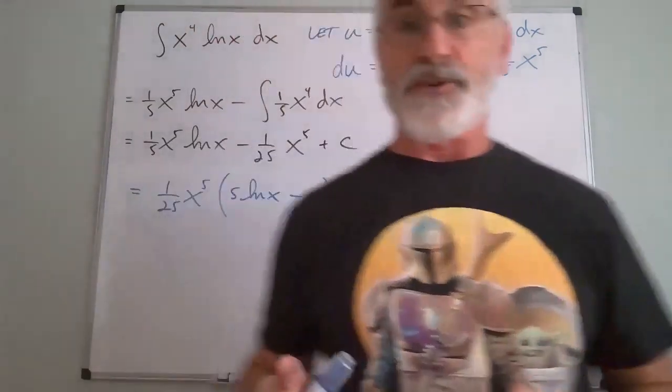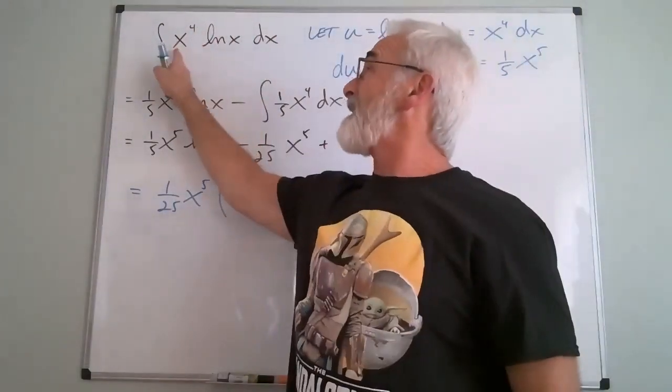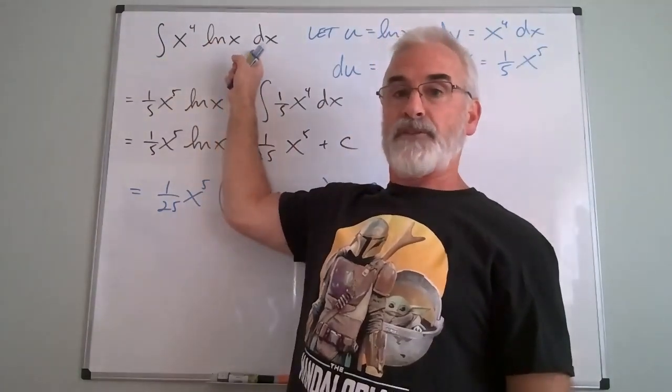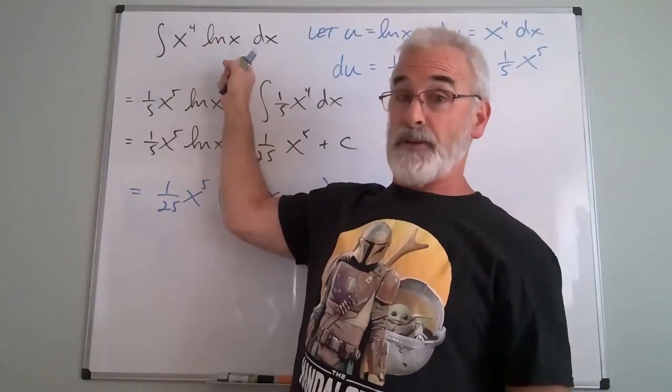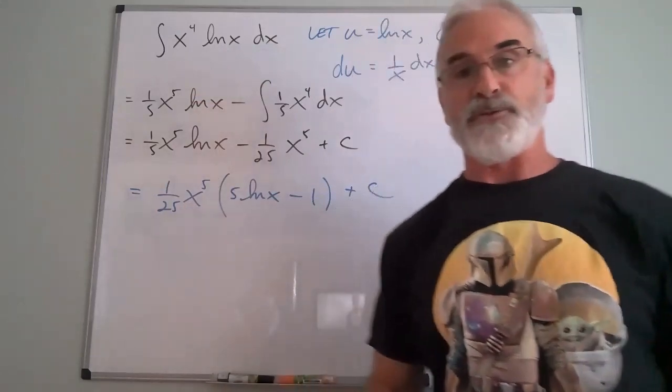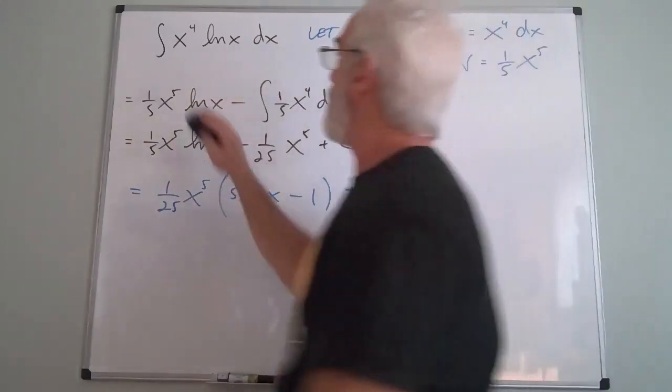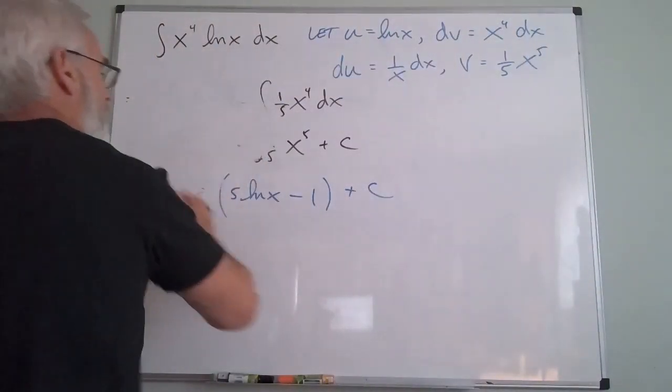But notice in the original problem again, I had x to a power, I had a transcendental term that couldn't be integrated. So I had no choice but to choose that one as my u. Okay, let's try another one. We got a couple more in us.